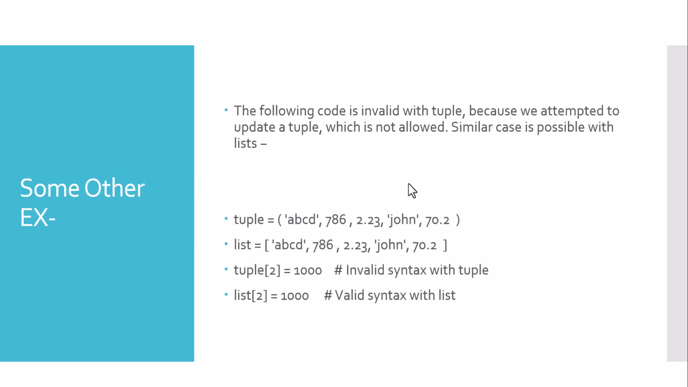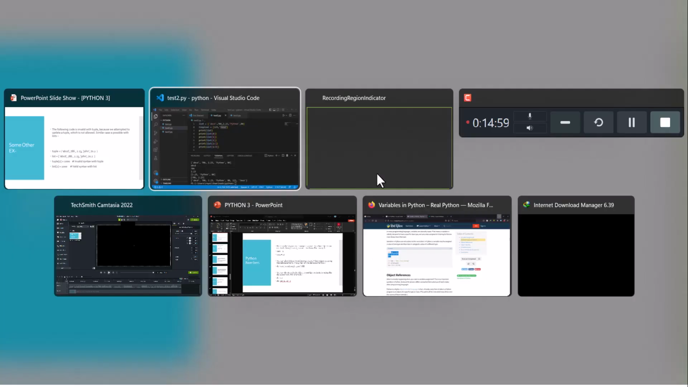And then we move to some other examples, like the following code is invalid with tuples because we attempted to update a tuple, which is not allowed. A similar case is possible with the list. See, if you want to update the value, we can move again to Visual Studio. Let's move to Visual Studio Code.